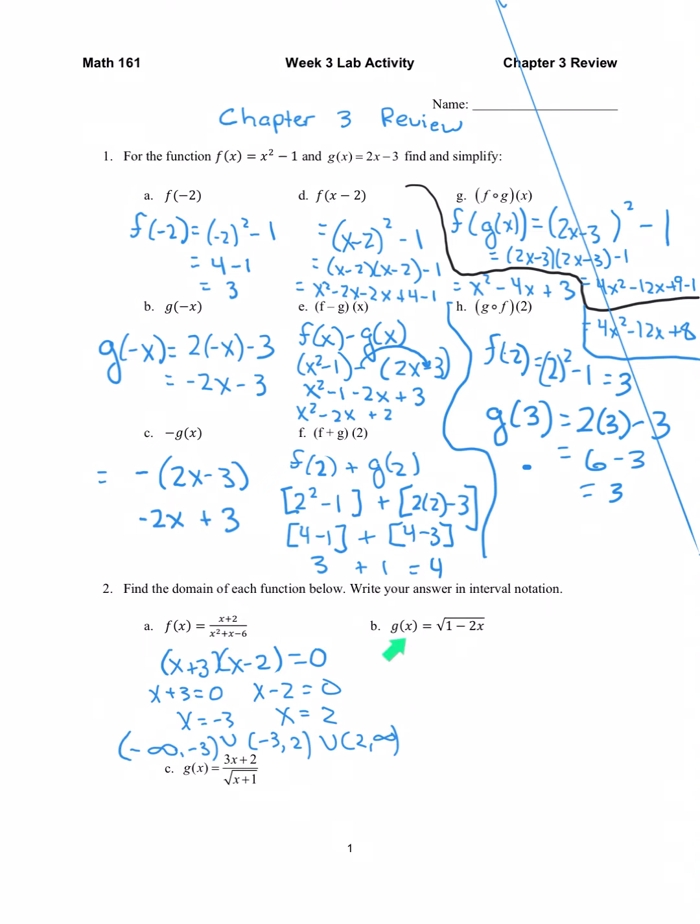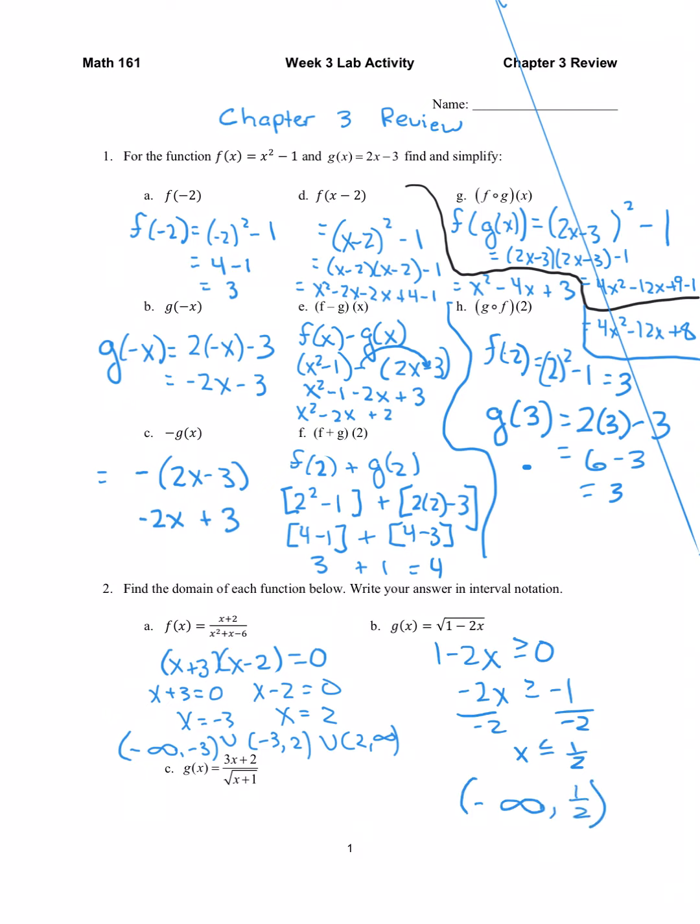Taking a look at letter B, please notice we cannot have a negative number underneath the square root sign. So for this, we have to make sure that what's underneath is greater than or equal to 0. I'm going to divide both sides by a negative here, which means we're going to flip our sign. So if we want to write that in interval notation, it looks like that.